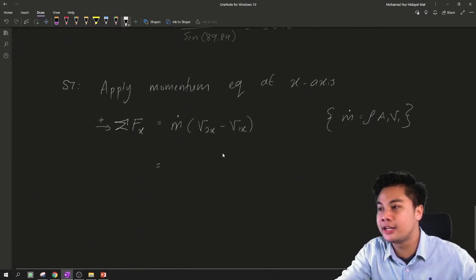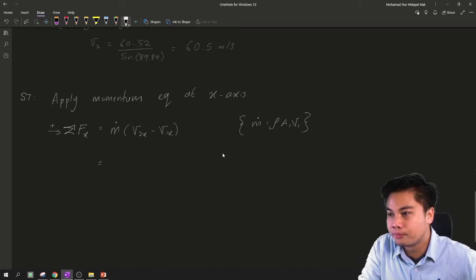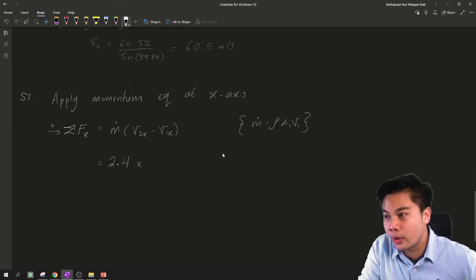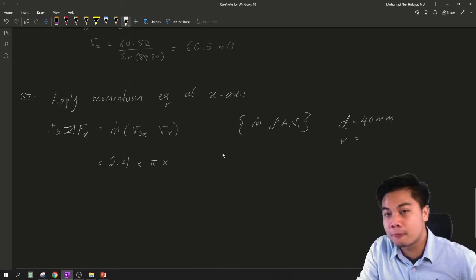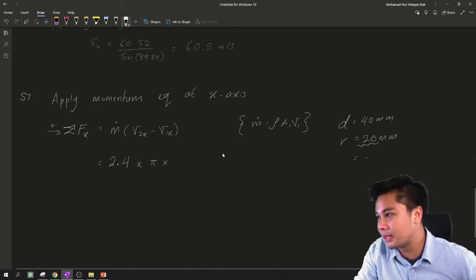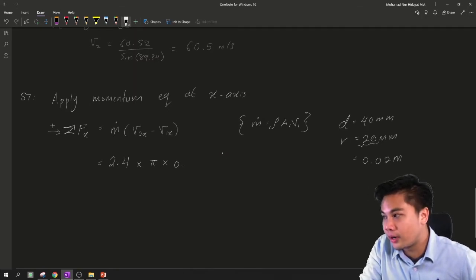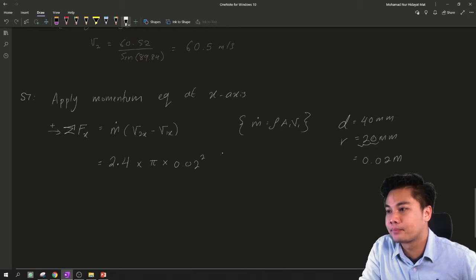Just substitute the value in this equation. Alright, 2.4 is the density multiplied with the area, for which we use pi r squared. So pi multiplied with radius, which is 20, because the diameter is 40 mm. Definitely the radius is half of the diameter, which is 20 millimeter. So we convert to SI unit, it becomes 0.02 meter. Alright, so 0.02 meter squared. This is the area.